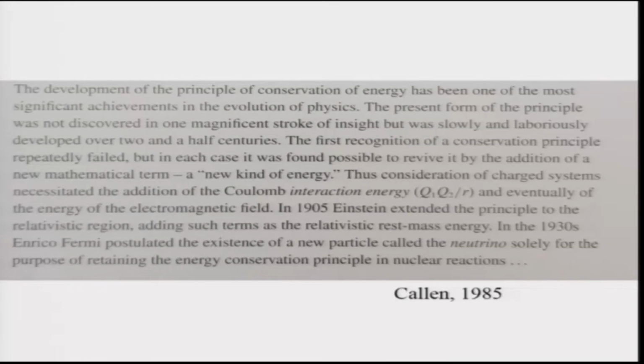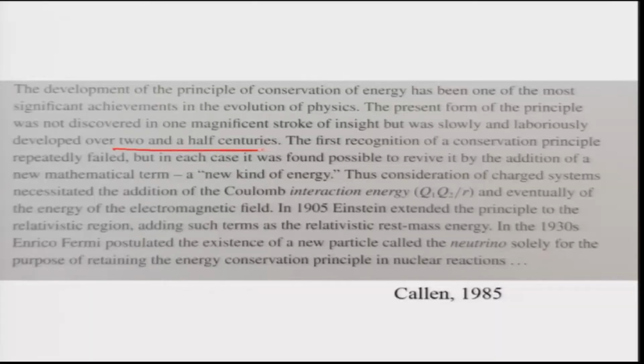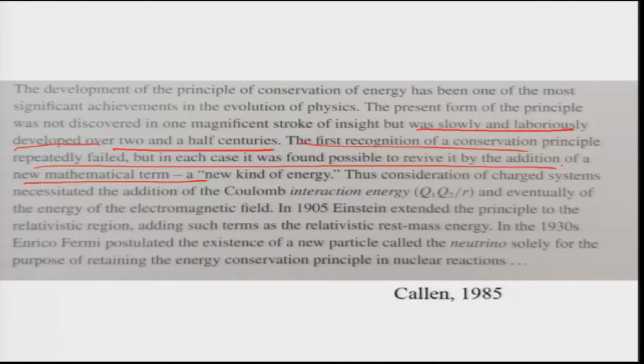Now, at this point it is important to emphasize that this knowledge of the conservation principle, though it may look very obvious now, took two and a half centuries to develop. So, it has been a very slow and laborious process. The first recognition of the conservation principle repeatedly failed, but in each case it was found possible to revive it by the addition of a new mathematical term. During these 2.5 centuries, people came up with new terms in order to have this conservation principle hold.